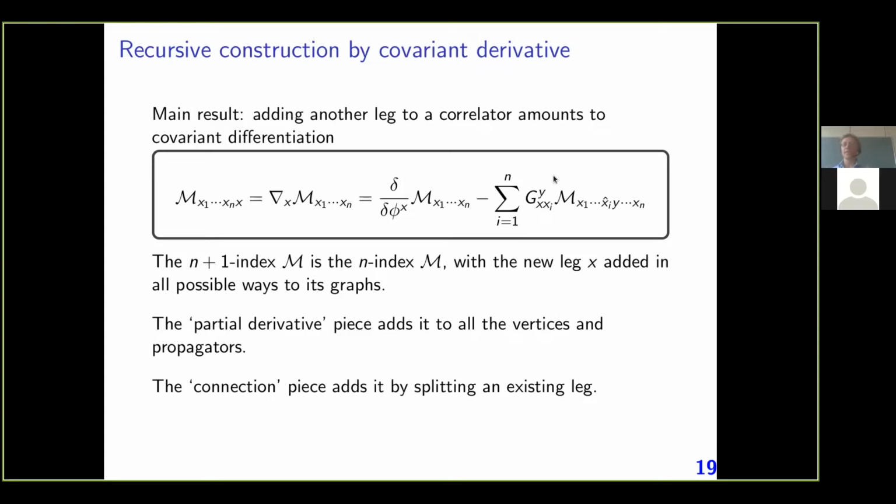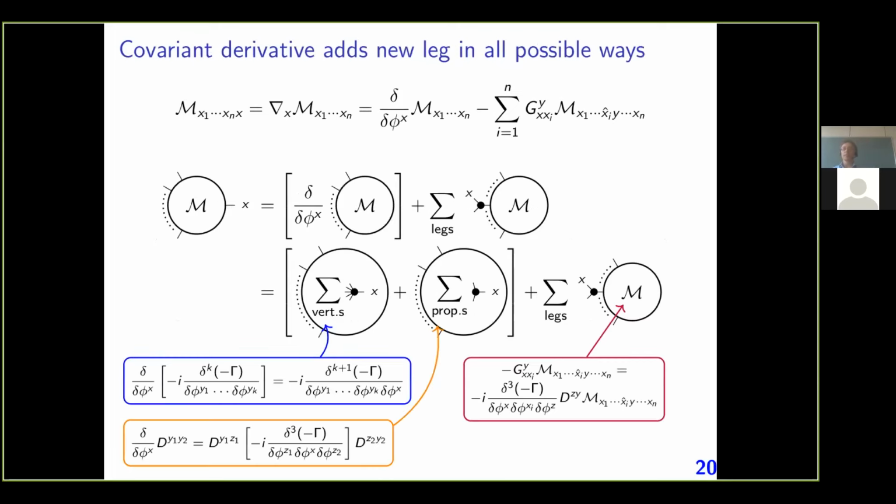And you can show this just algebraically. You can prove this by induction. But a way to understand what this covariant derivative relation is telling you is that the covariant derivative is always adding this new leg x into your existing n-point correlator to make all of the graphs of the n+1 point correlator. In particular, this partial derivative is going to add your new leg x in all ways onto the vertices and propagators that are already buried in n. And this connection piece is going to add your new leg in all ways by splitting an existing leg. So this is the information in the diagram on this slide.